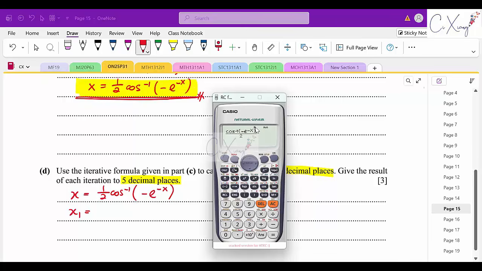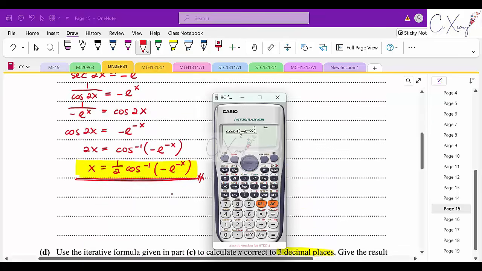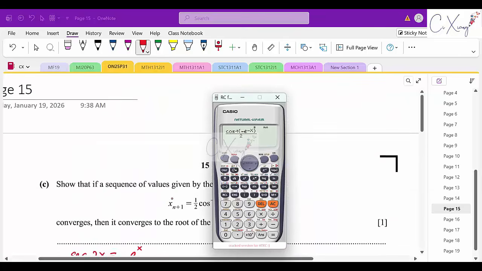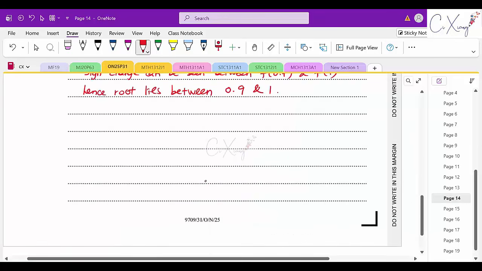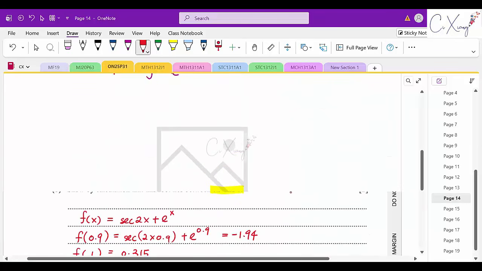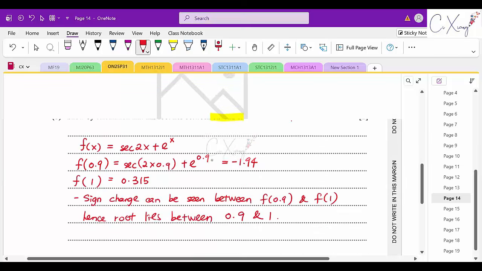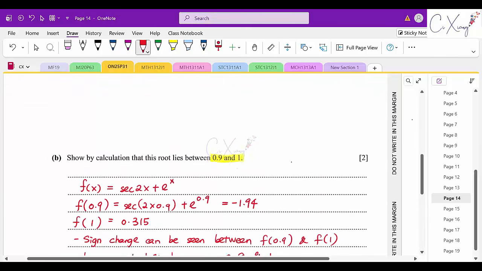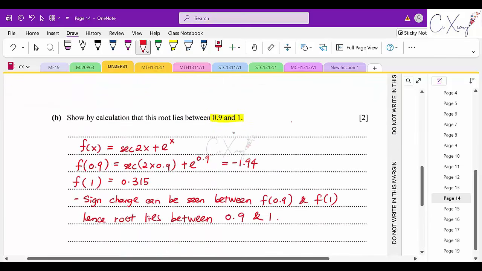Okay, so let us start with the initial value. For this question, they didn't give me any initial value. You can always use any value that you like. For me, I usually tell students, you can always refer back to your sign change value. Just now, they said that the root is between 0.9 and 1. So you can use any value that you like between 0.9 and 1.